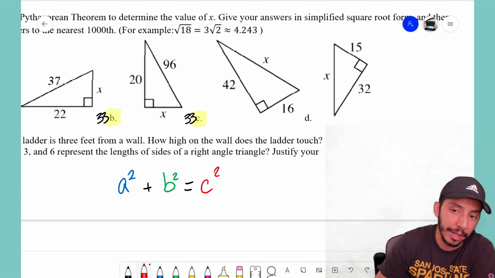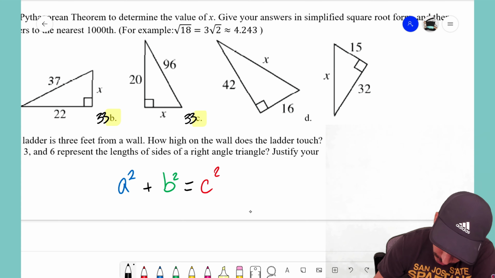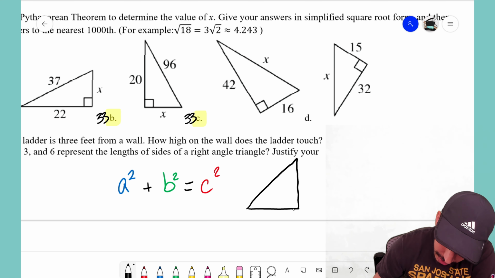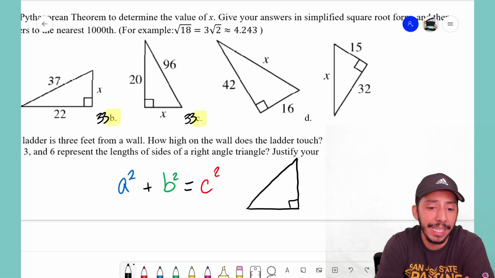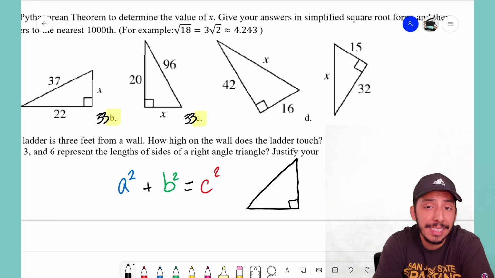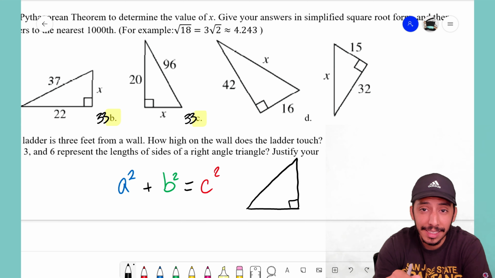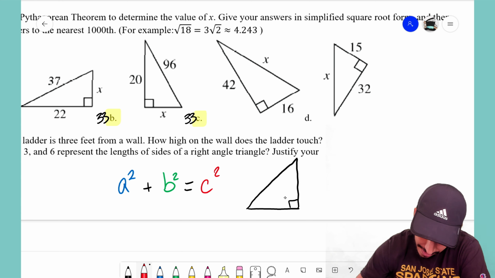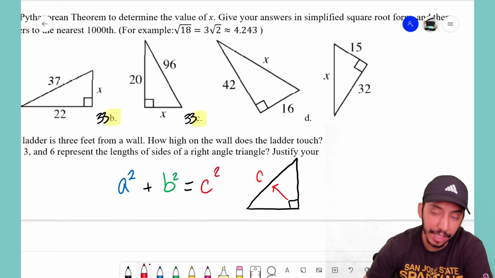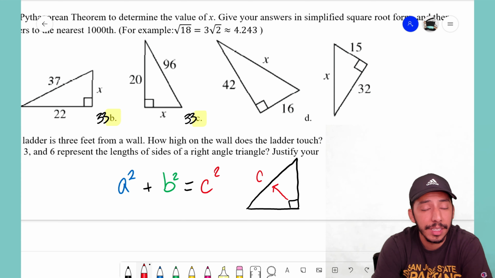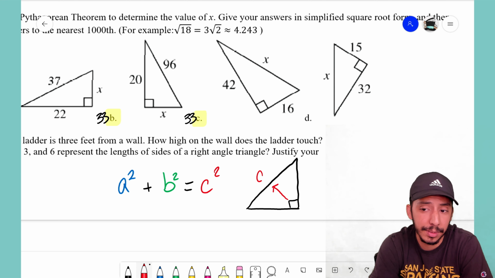equals c squared. And then I'm going to draw a quick example of a right triangle to explain to you what the A, the B, and the C represent. The C is the hypotenuse. The hypotenuse in a right triangle is the longest side. It's also the side that is opposite the right angle. So that side there is always going to be the biggest side in your right triangle. That is what we refer to as side C, or the hypotenuse.